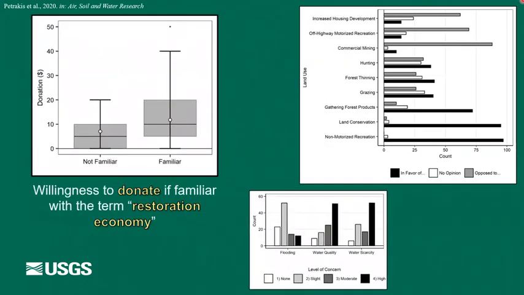And then there's the term restoration economy, which a majority of the respondents were familiar with. If they were familiar with the term, they were willing to donate more on average than those who were not. So they were informed on this concept. Conservation was important to them, and they would donate more towards conservation and restoration within the watershed.